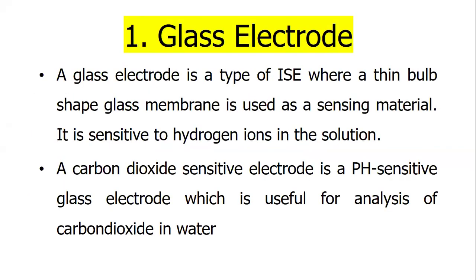Glass electrodes. A glass electrode is a type of ion selective electrode where a thin bulb shaped glass membrane is used as the sensing material. It is sensitive to hydrogen ions in the solution. A carbon dioxide sensitive electrode is a pH sensitive glass electrode which is useful for analysis of carbon dioxide in water.